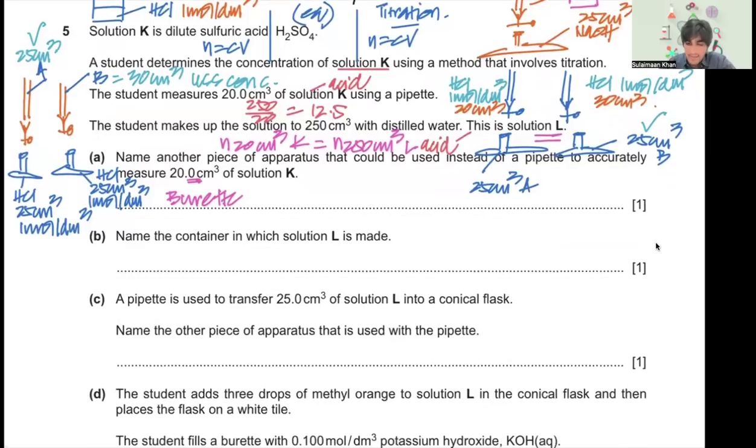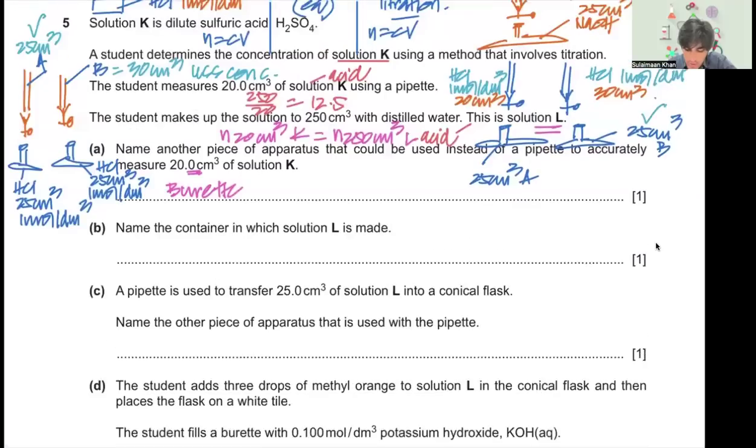Yeah, I've said it. Now that I've said it, watch the recording again to see why it is not accurate. Because of this 0.0. Okay, makes sense. Chalo. Name the container in which solution L is made.